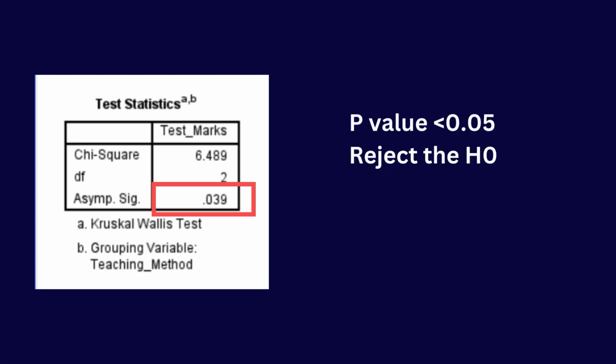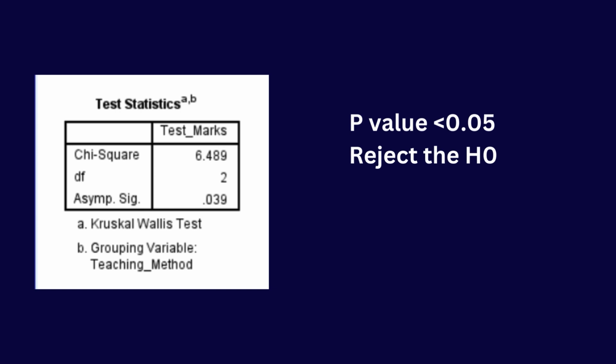Let's interpret the results. The chi-square value of 6.489 indicates the degree of difference between the groups. The larger this value, the more likely it is that there are significant differences among the group medians. The p-value is the probability of observing the data if the null hypothesis is true. Here, the p-value is 0.039. Since it's less than our commonly used significance level of 0.05, we reject the null hypothesis.